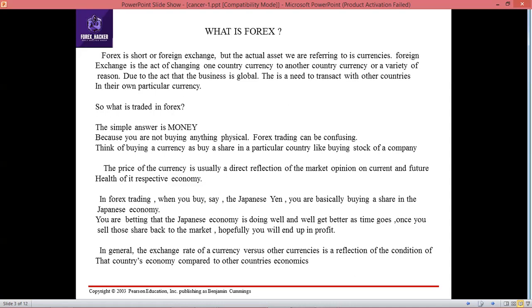I will explain the mechanism of how it works later, but just have it at the back of your mind that we are buying currencies and we are selling currencies. That's what we are doing here. It's not a game, it's not gambling. So let's go.